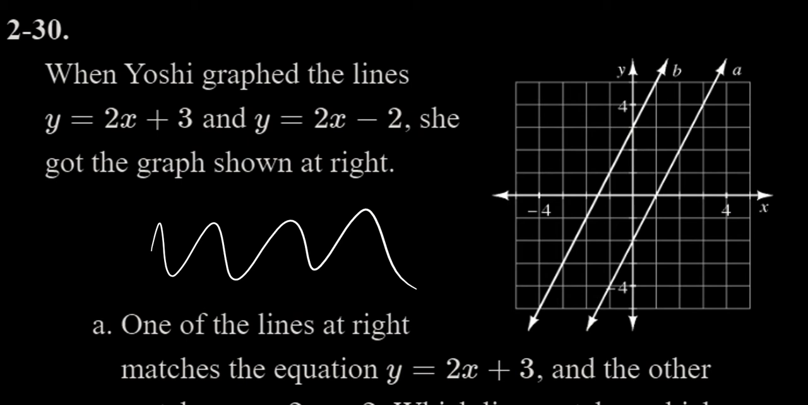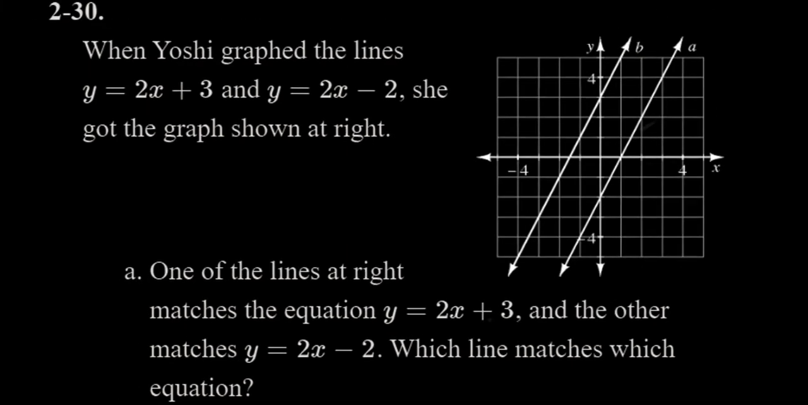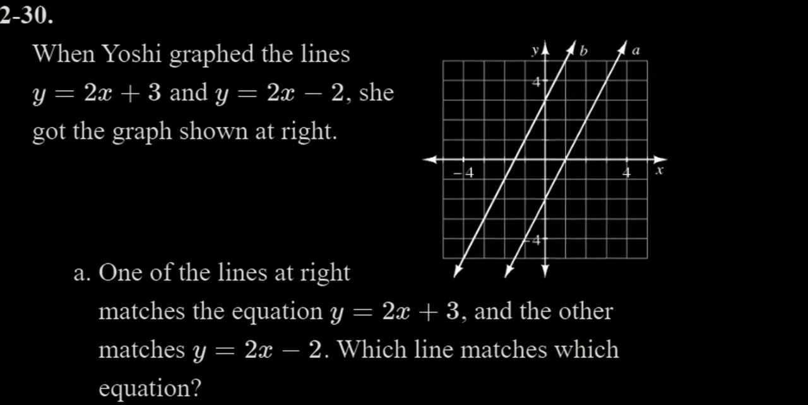And we start with this beautiful little problem from someone who's graphing some lines, right? When Yoshi graphed the lines y equals 2x plus 3 and y equals 2x minus 3, she got the answer shown. One of the lines matches the equation y equals 2x plus 3, and the other matches the line 2x minus 3. Which line matches which equation?